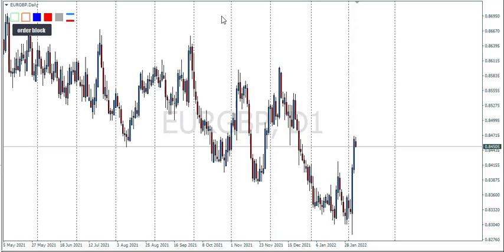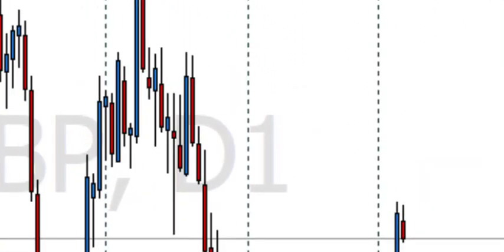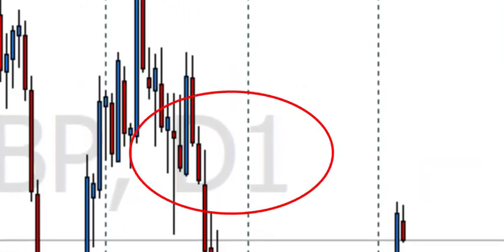Today, we will be analyzing a potential setup on the euro-pound using the key level order block indicator. Okay, let's get started. We start our analysis on the daily time frame.